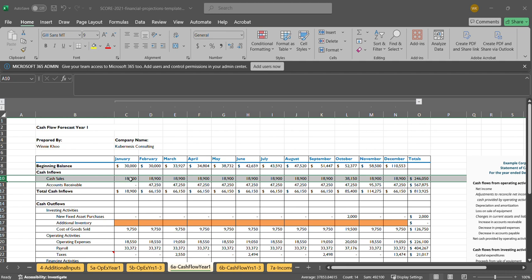So the cash sales are paid right away. For net 30 sales in January, we're not going to see the cash until the customer pays 30 days later in February. So this is the cash from the sales that we made in January. These two together give us the total cash inflow month over month here.